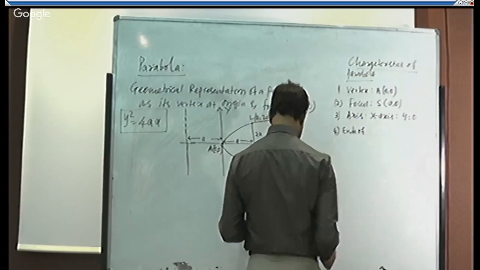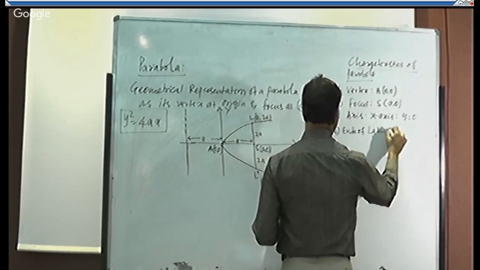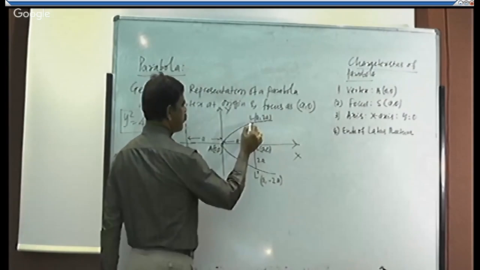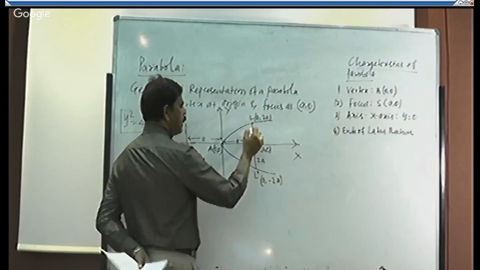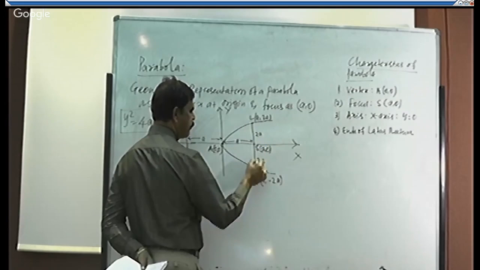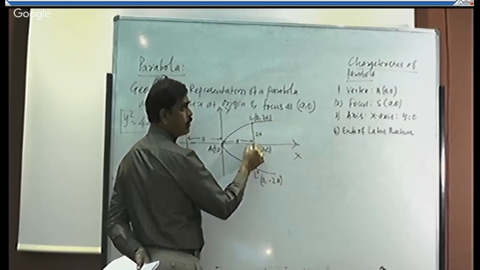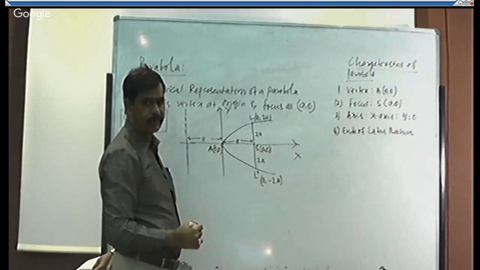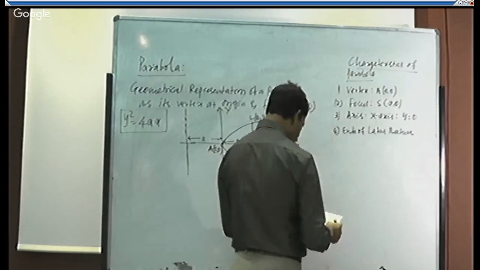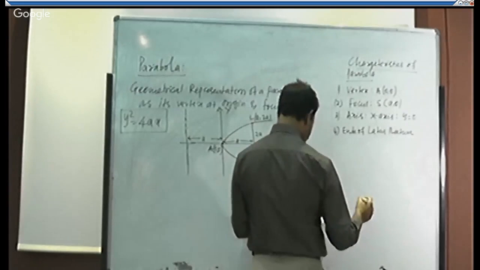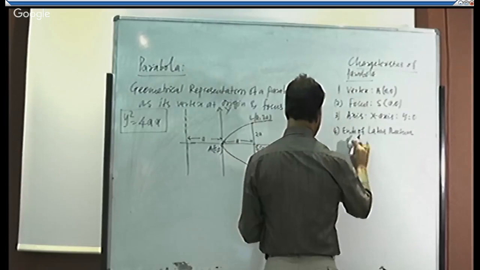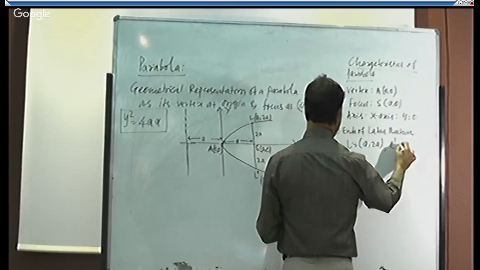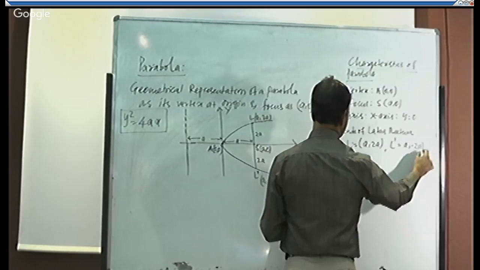Ends of latus rectum. Which are the ends of latus rectum? What is latus rectum? It is a chord which passes through the focus and is perpendicular to the axis, right? That will be called the latus rectum. The coordinates of the ends of latus rectum are L is (a, 2a), L dash is (a, -2a).